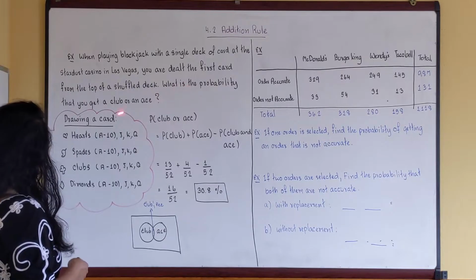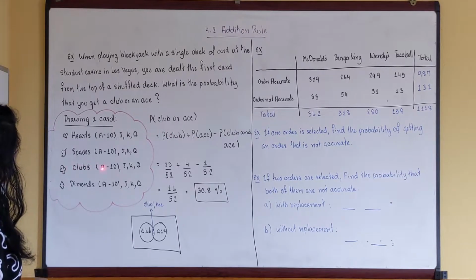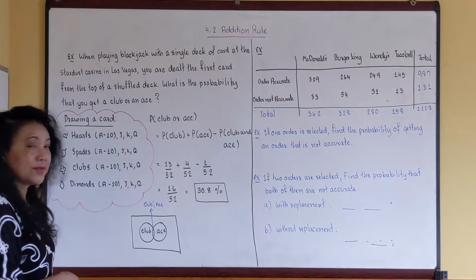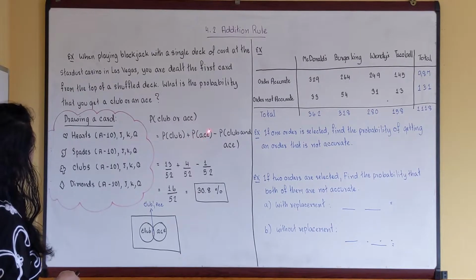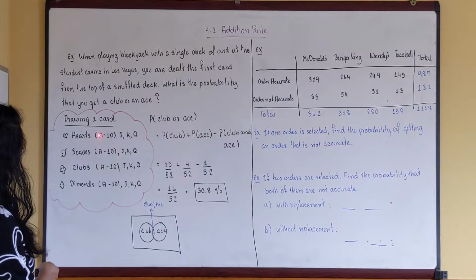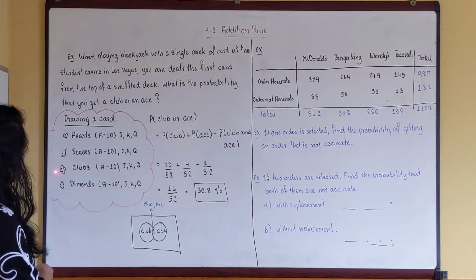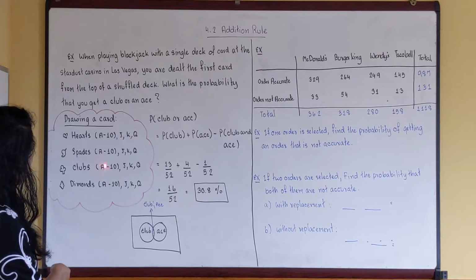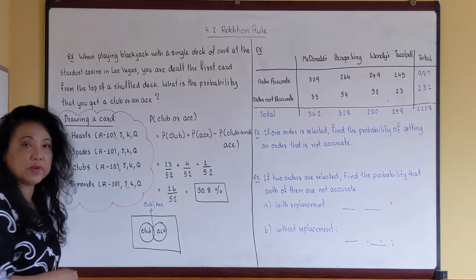So the probability of getting a club is right here. You have 10 over here, Jack, King, and Queen. So 13 out of 52. Now the probability of an ace. Ace is right here: 1, 2, 3, and 4. So I do 4 out of 52. However, when you count the clubs, you count the ace of clubs already. And when you count the aces this way, you count it twice. That's why I minus 1 over 52.